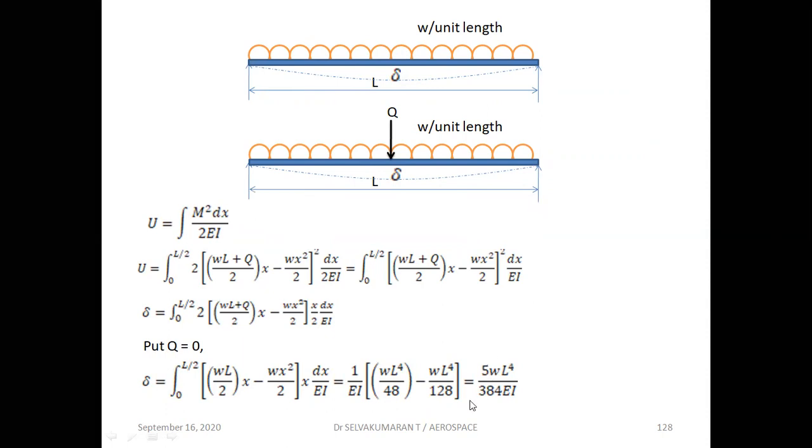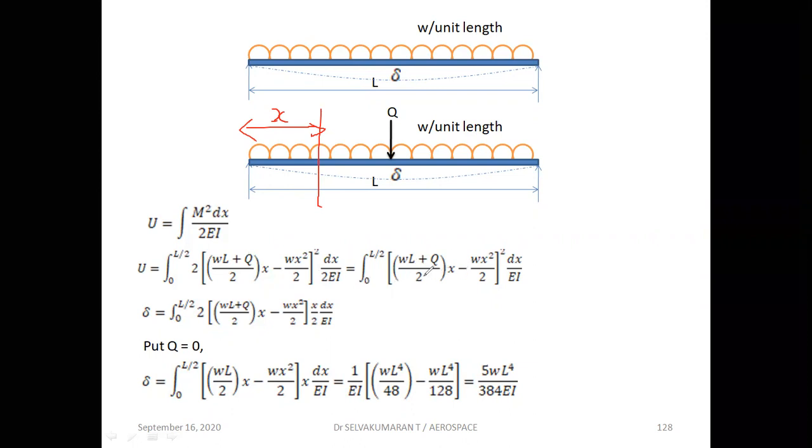So if I take a section, for example, and write down the moment equation, the strain energy stored for this half and for this half will be the same. So you can integrate between the limits 0 to L by 2 and multiply by 2. So (WL plus Q) by 2 is the reaction here, into X. And this W is acting, giving counterclockwise, so minus W into X by 2 is the moment arm, so Wx squared by 2. This is the moment, the whole square into dx divided by 2EI. So this 2 and this 2 get cancelled, and you get this term.